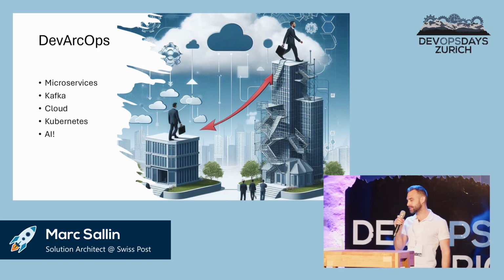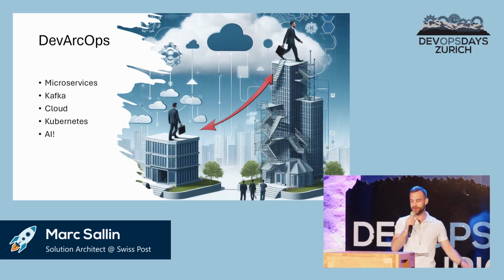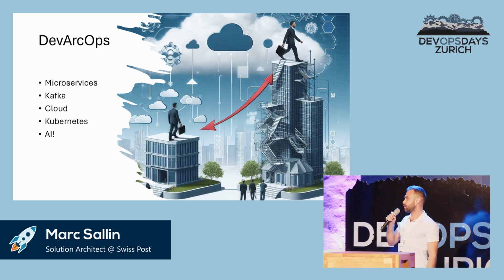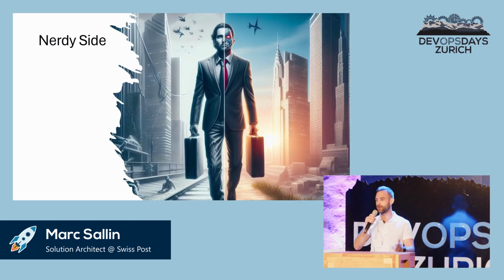Now a little bit of politics. I will tell management that we're now doing microservices connected with Kafka, hosted in a cloud on Kubernetes, and to operate it, we take a sprinkle of AI. But, well, we are here for the nerdy side, so welcome.